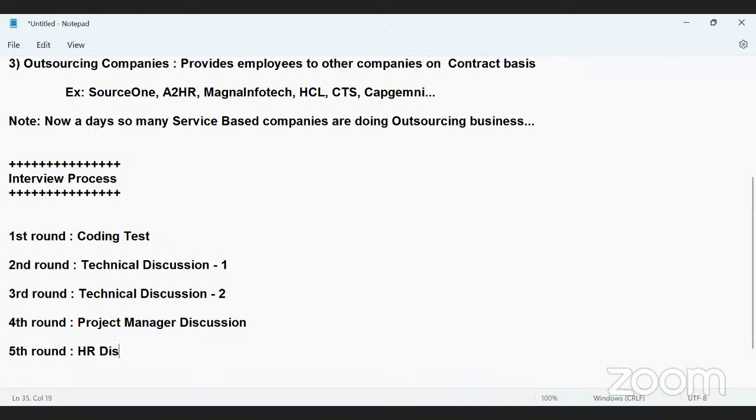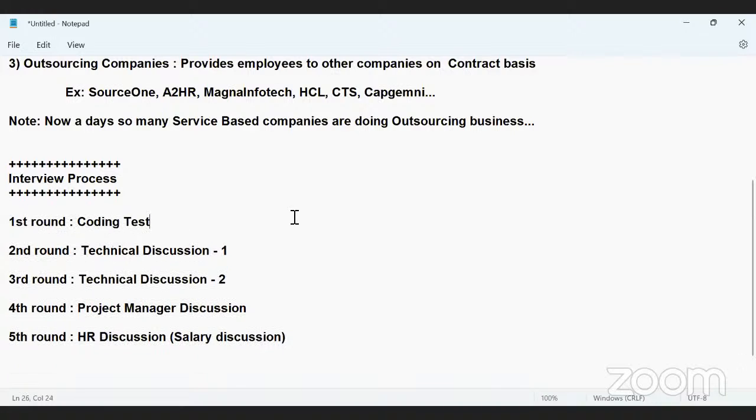HR discussion is nothing but salary discussion. Package discussion and notice period discussion will be available in the fifth round. The first round will be a coding test on HackerRank, HackerEarth, or CodePair. Most of the companies are conducting the first round as a coding test.